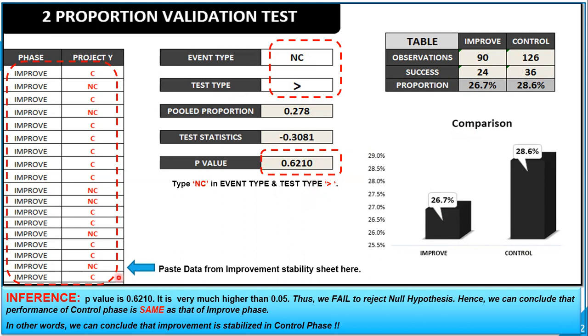So the inference over here: the p-value is 0.6210. It is very much higher than 0.05.